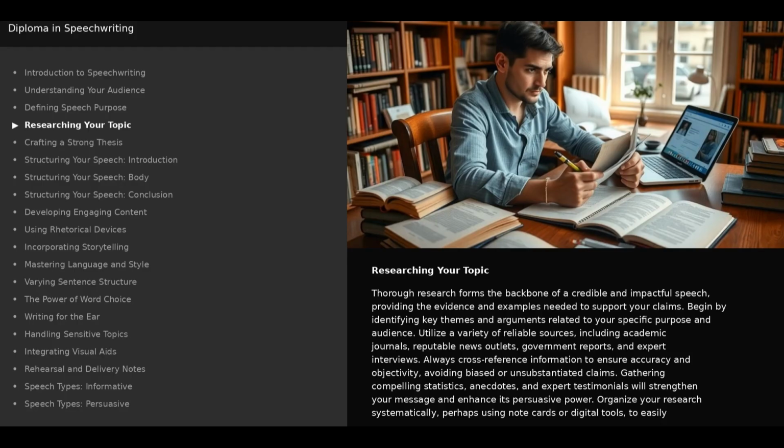Gathering compelling statistics, anecdotes, and expert testimonials will strengthen your message and enhance its persuasive power. Organize your research systematically, perhaps using note cards or digital tools to easily retrieve information during the drafting phase. Remember, the depth and quality of your research directly correlate with the authority and persuasiveness of your speech.